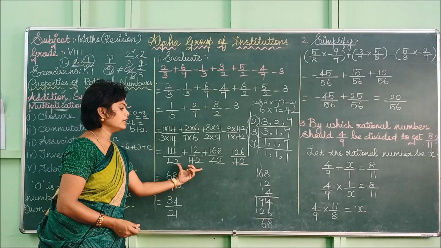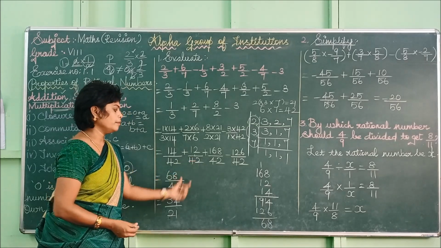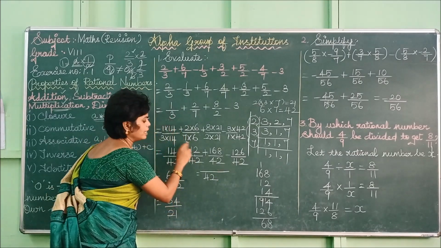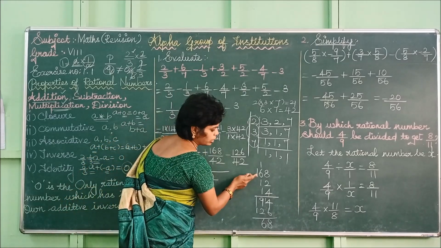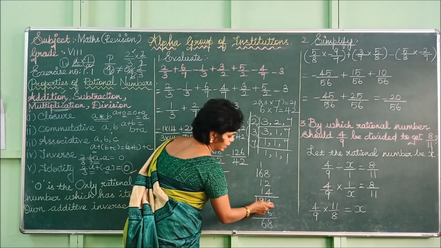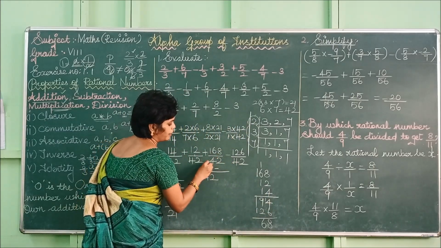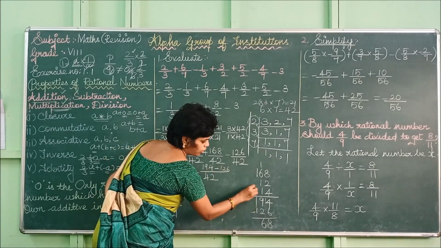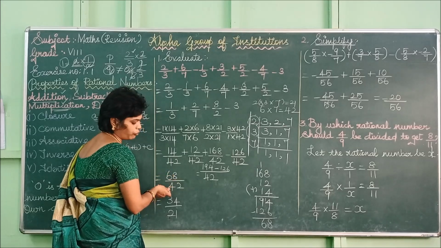So you check the denominator first. All the denominators are same. So you can take the denominator as common. So this is 42. So add those numbers. 14 plus 12 plus 168. 14 plus 12 plus 168 is what? 194. So you can write 194 minus this 126. 194 minus 126 is what? That is 68. So answer is 68 by 42.